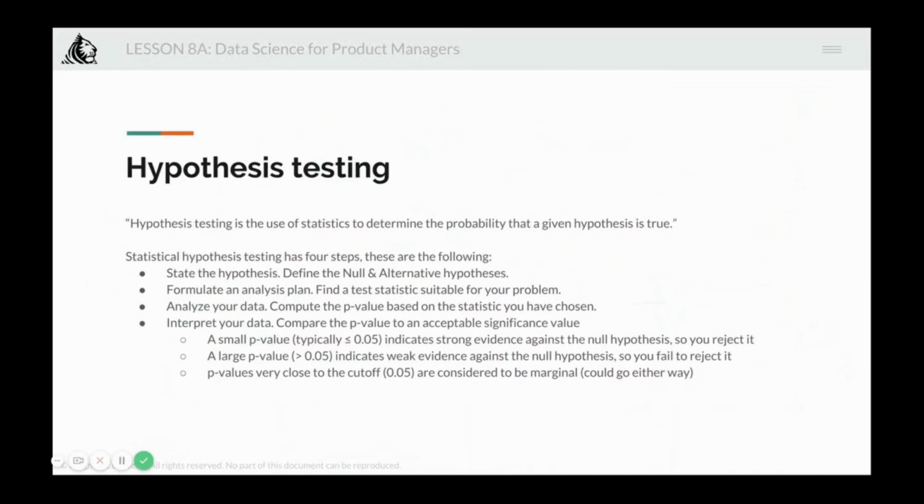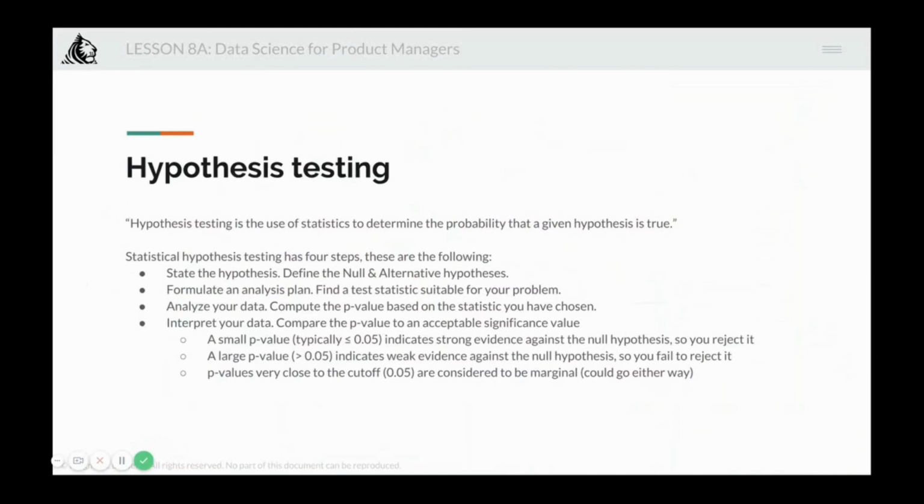Then you analyze the data and compute the p-value based on the statistic you have chosen. There's a link in the speaker notes to a video explaining the p-value itself. It's a technical term used in statistics, a term that you need to understand. And then you interpret your data, so compare the p-value to an acceptable significance value.